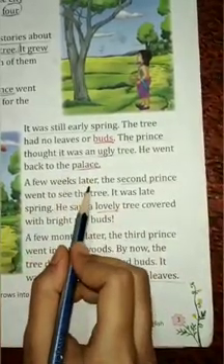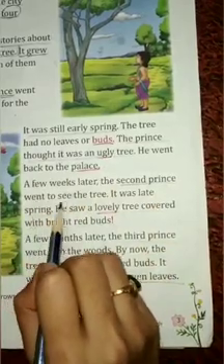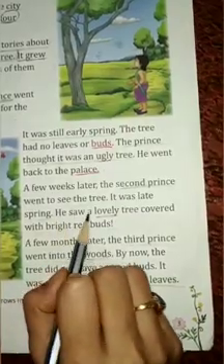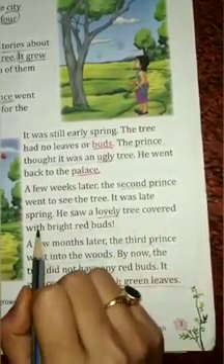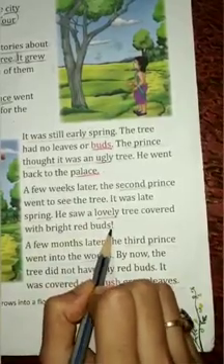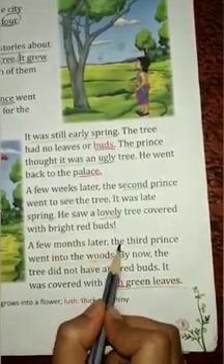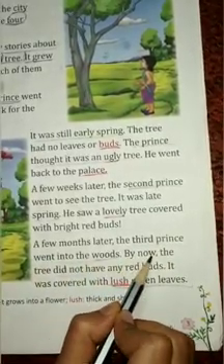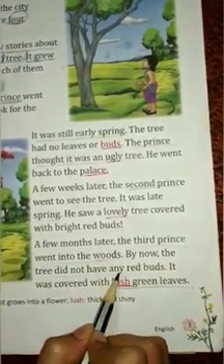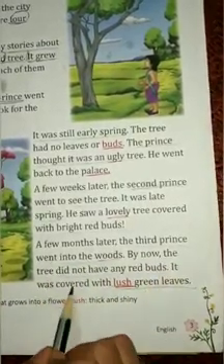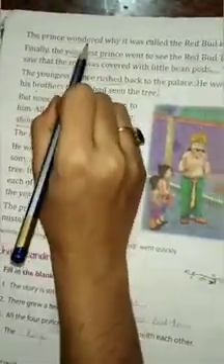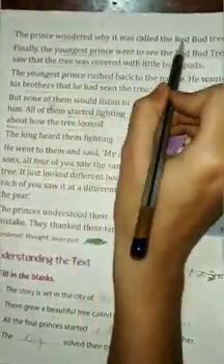A few weeks later, the second prince went to see the tree. It was late spring. He saw a lovely tree covered with bright red buds. A few months later, the third prince went into the woods. By now, the tree did not have any red buds. It was covered with lush green leaves. The prince wondered why it was called the redbud tree.